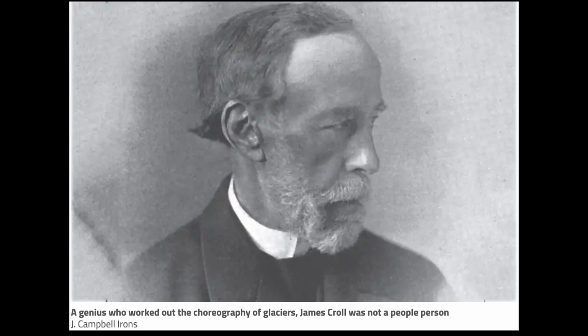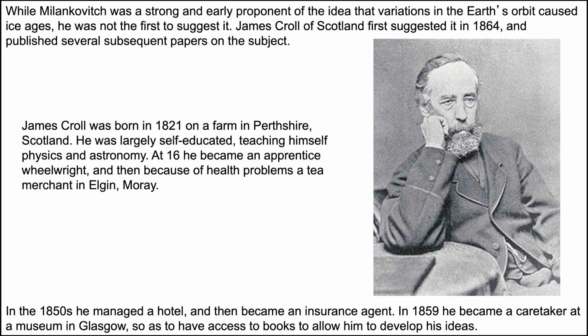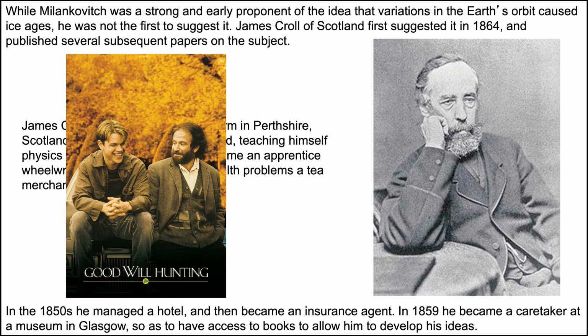So Milankovitch was a strong and early proponent of the idea of orbital variability influencing Earth's climate, but it wasn't his idea. It came about from another man named James Croll of Scotland, and he suggested it many, many decades, a half a century before Milankovitch. He published a few papers of his own and became kind of a Scottish Good Will Hunting.